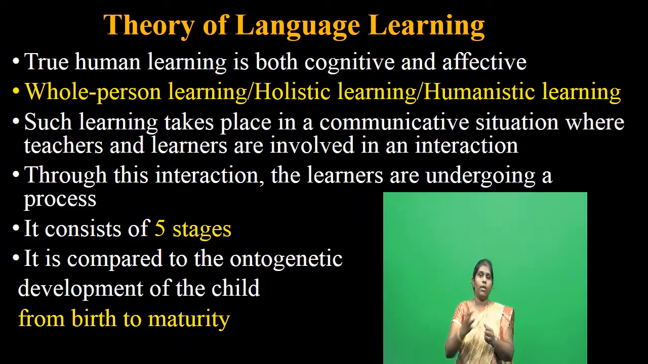All these 5 stages have been compared to the ontogenetic development of the child from birth to maturity. So language learning is equal to a person's development from birth to maturity. So that is what we are going to learn. Okay, how L2 learning would be somewhat compared to the development of the child from birth to maturity, development of baby to an adult. That is what we are going to learn next.